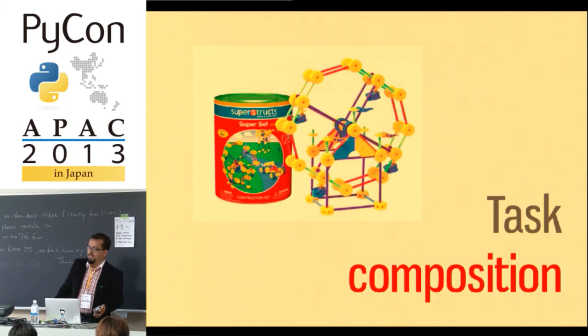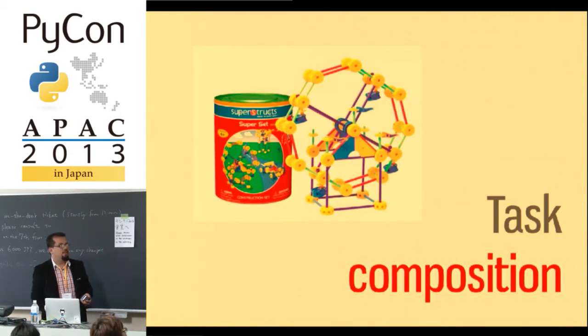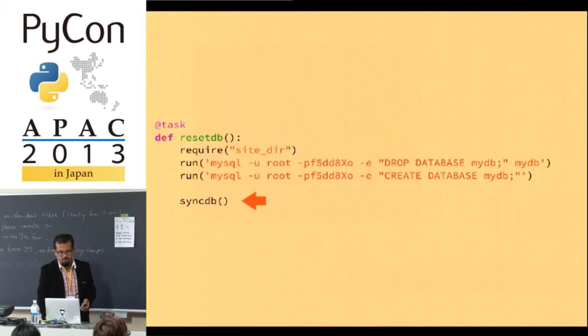It's very easy to compose tasks, too, because they are just simple Python functions. So here for resetting the DB, when I just want to bring everything down and back up, what I have to do is drop the database and create it again and run syncdb and migrate. And since I already have a task written for that, I can just call it normally like any other Python function.